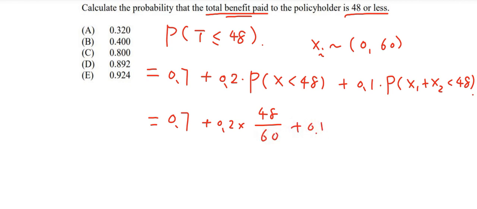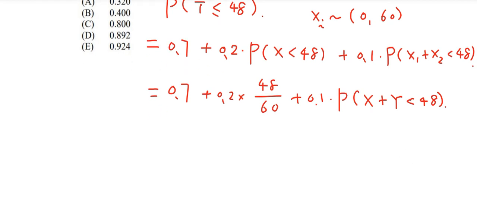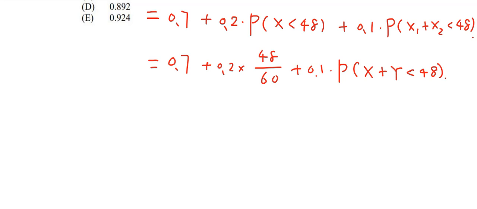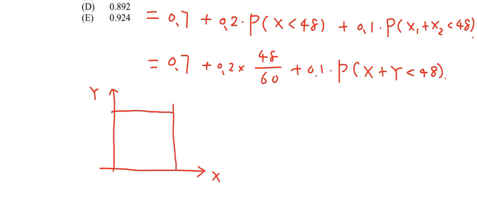So the only thing left is this probability. So let's rename this as x plus y. So what is x, what is y? x and y follow a uniform distribution from 0 to 60. So we can see x and y. So x is uniform from 0 to 60, y also 0 to 60. So here 60, here 60, right?